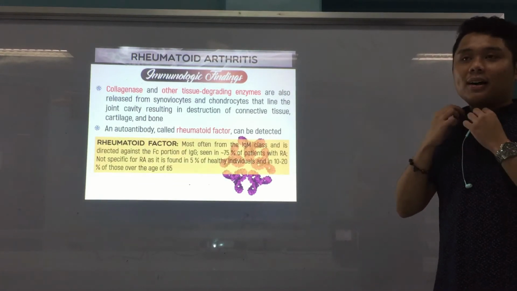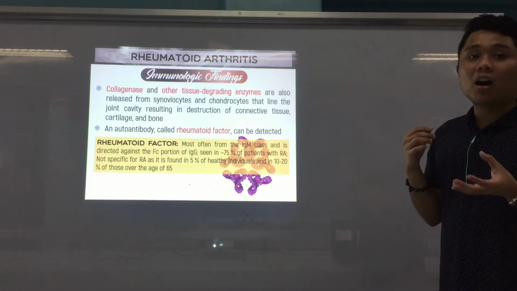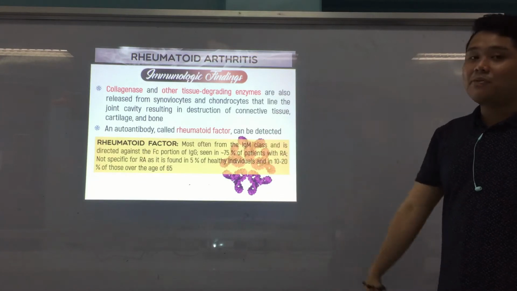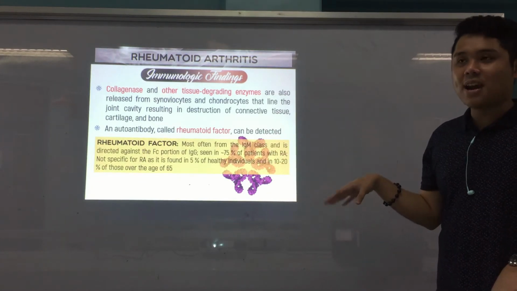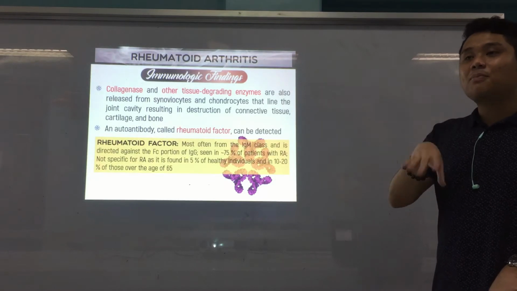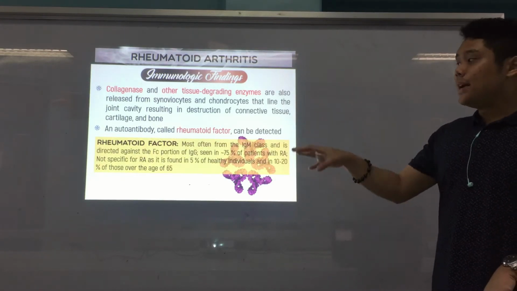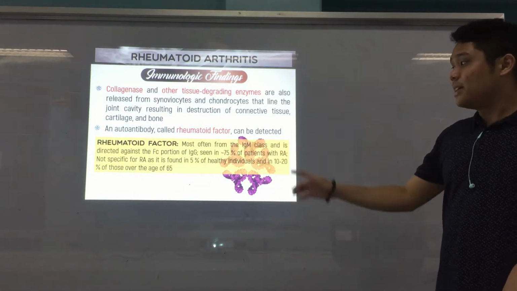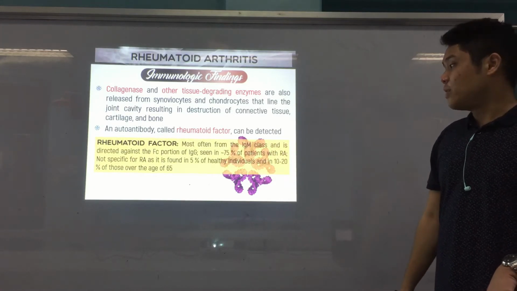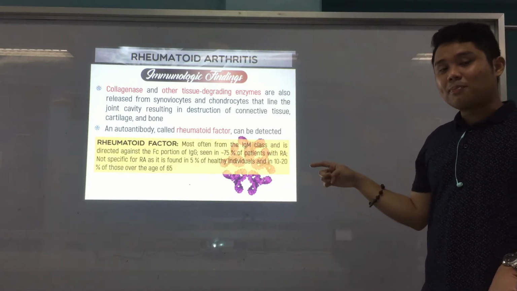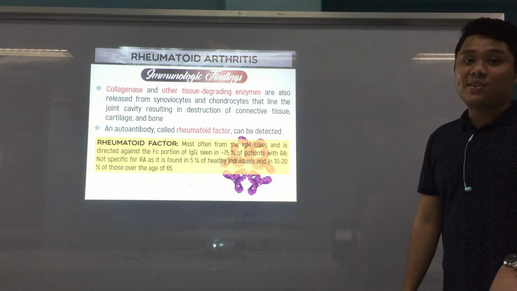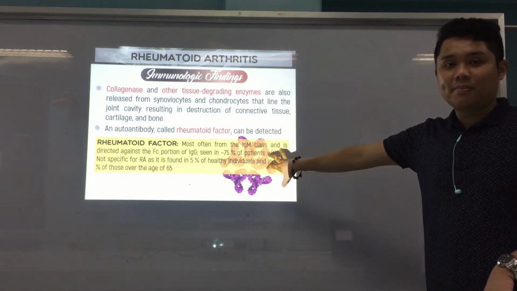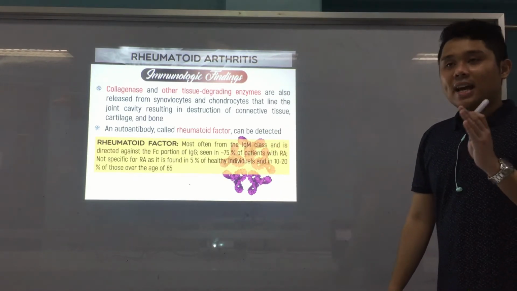What is the description of your RF? It's an IgM that attacks the Fc portion of your IgG. Please take note. But RF is not only seen in patients with RA. It can also be seen in 5% of healthy individuals and in 10 to 20% of those over the age of 65. So it's not that specific for RA. It's seen in patients with RA, but it's not only seen in patients with RA.